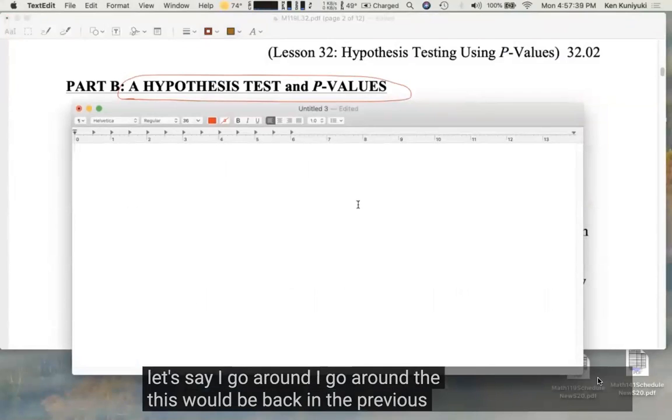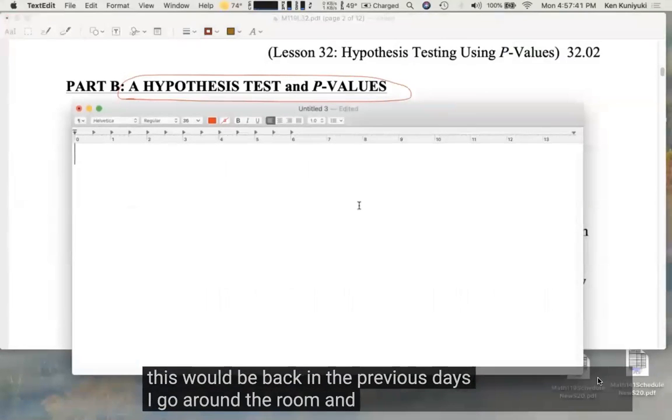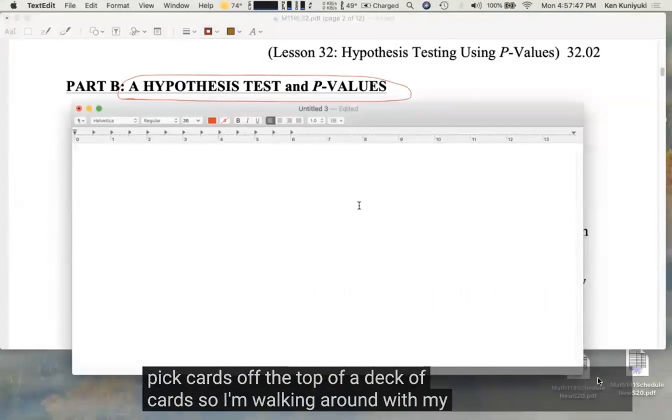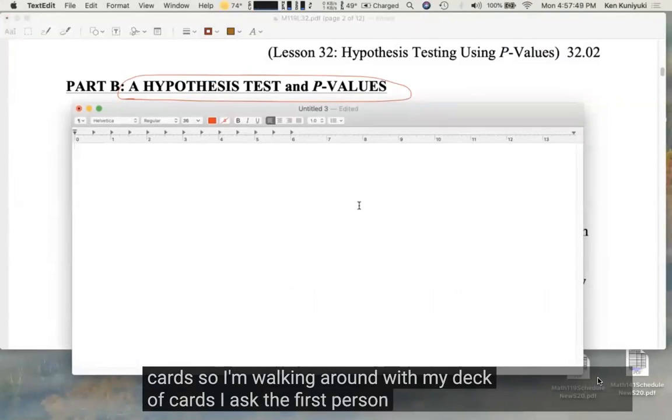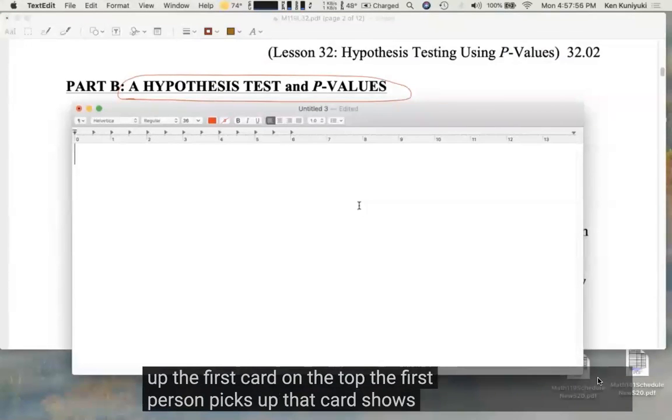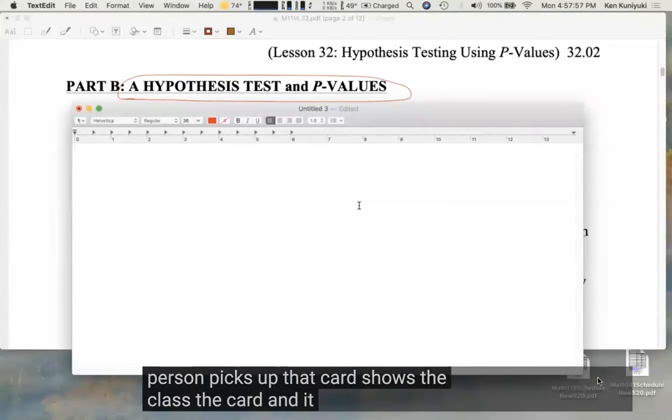This would be back in the pre-virus days. I go around the room and I ask people to pick cards off the top of a deck of cards. So I'm walking around with my deck of cards. I ask the first person to pick up the first card on the top. The first person picks up that card, shows the class the card, and it is a red card.